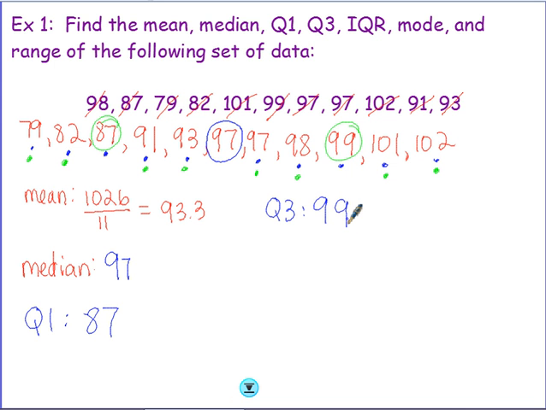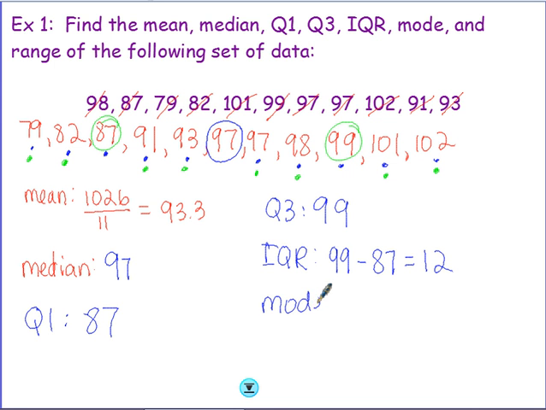97, 102, 98, 101, 99 is your Q3. Next on the list is your IQR. This is a range. This is when we take the higher of the Q's, which is 99, subtract the lower, which is 87, and we get an answer of 12. Very, very easy.